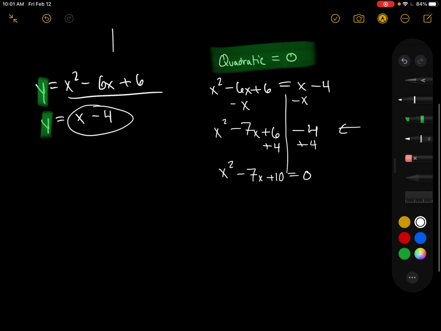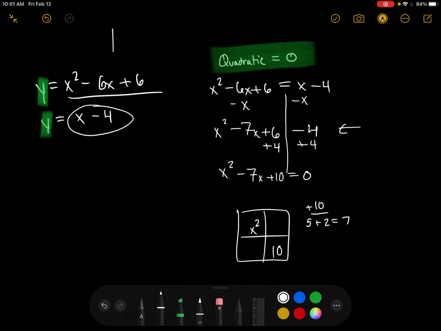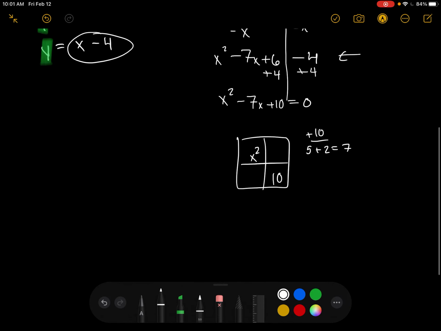And now that it's set equal to 0, this is a function that we know how to solve. So you can use the quadratic formula, or you can put this into a box to solve for those x values. So x squared, 10. It's a plus 10 here, so we got 5 and 2. Looks like we can add those to get 7, which is what we want. And again, minus 5 and minus 2 make minus 7. Minus 5 times minus 2 gets us positive 10. So this is exactly what we want here.